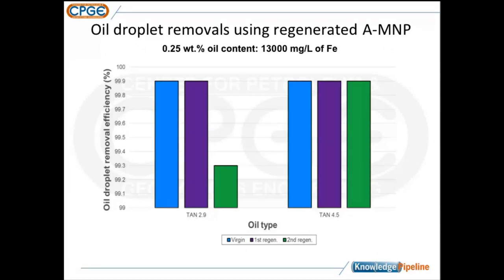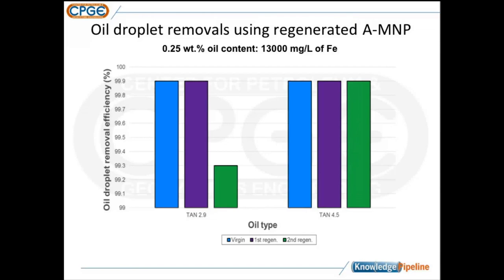This view graph shows the oil droplet removal using regenerated magnetic nanoparticles. Note that the baseline at the bottom is 99% removal of the micron-sized oil droplets dispersed in water. Removal of such tiny droplets is extremely difficult by gravity settling, as I mentioned earlier, and even with centrifuges. And the three columns represent the removal efficiency.